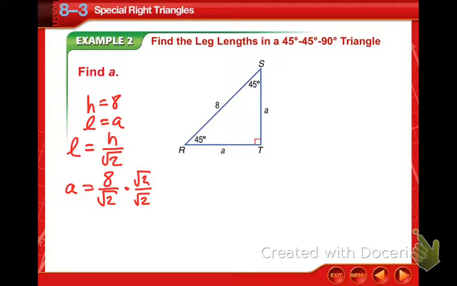Because we know that when we multiply square root 2 times square root 2, the square roots will cancel, and the bottom of this, the denominator, will become just 2. So we now have 8 times square root 2 over 2. And that can actually simplify, because 8 divided by 2 is 4. So 4 square root 2. And there's our answer. So, like I said, a little bit more complicated, but not overly complicated.